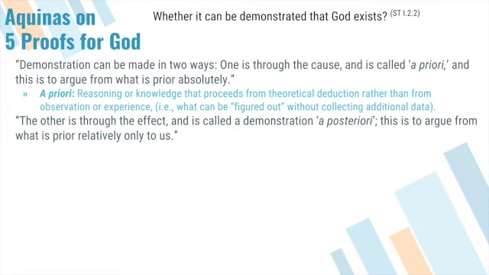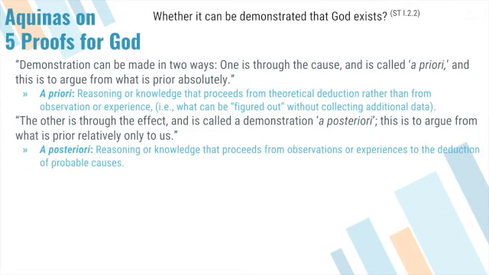The other form is through the effect and is called a demonstration a posteriori. This is to argue from what is prior relatively only to us. A posteriori is reasoning or knowledge that proceeds from observations or experiences to the deduction of probable causes. So you ask a question, and do you need to figure out the answer, or do you need to go collect information? If you need to figure out the answer, it's a priori. If you need to go collect more information, it's a posteriori.